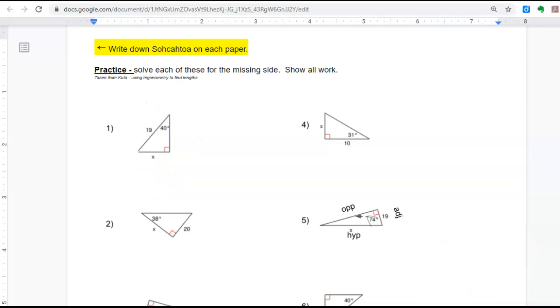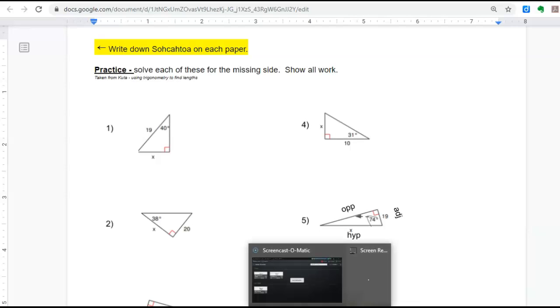So here, you are looking at my whole screen, and you see that I started to do some things. Now, when I say write it down the side of the paper, I literally want you to write SOHCAHTOA down the side of your paper. I expect you to be doing that. I started to set up number 1 for you.